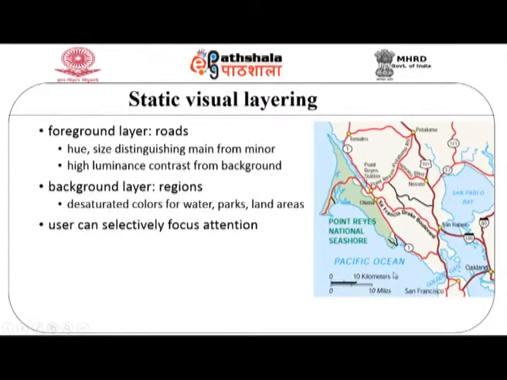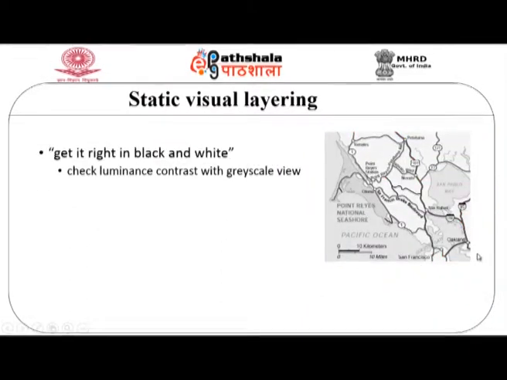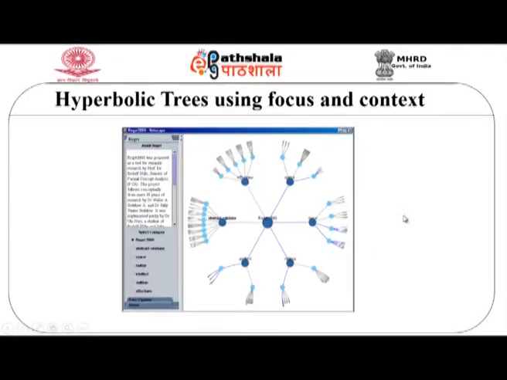So this is a static visual layering approach, wherein the foreground layers are shown as roads here, which are being distinguished from the major ones using the hue as well as the size, and you have high luminance contrast with respect to the background. The background regions of the layers are represented in desaturated colors for water, parks and land areas, and the user can selectively focus the attention. So here we have shown it in the black and white approach, where we can check that the luminance and contrast is changing with the grayscale view.